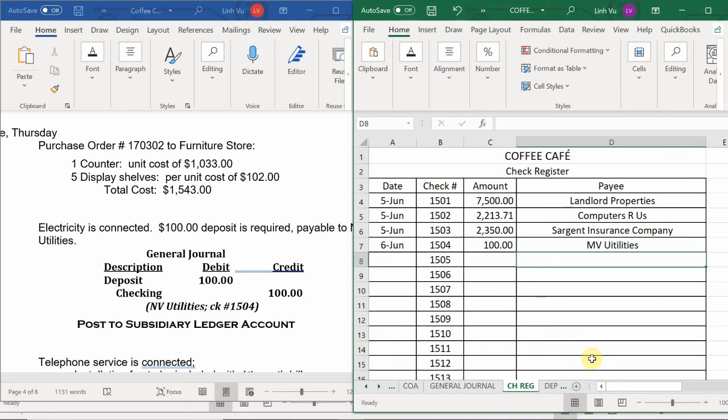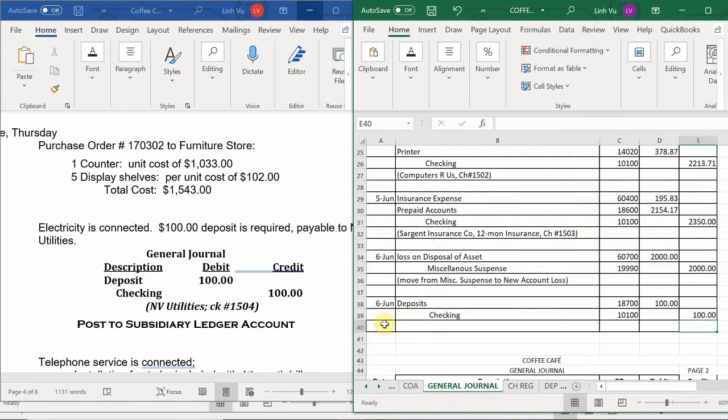Now that we wrote our check, we need to make sure we put our description in here to let us know which vendor we actually talked with. In this case, this was Nevada Utilities. Pay, and this is for electricity deposit. And we used check number 1504.